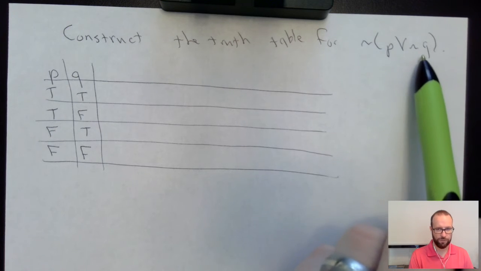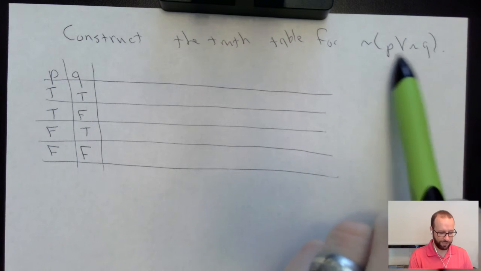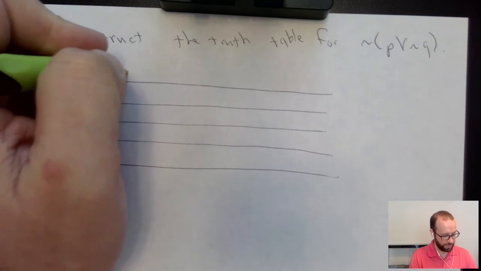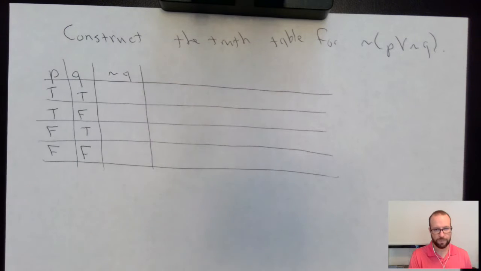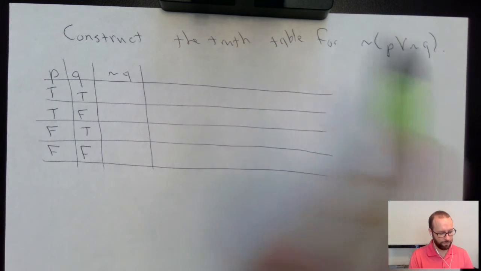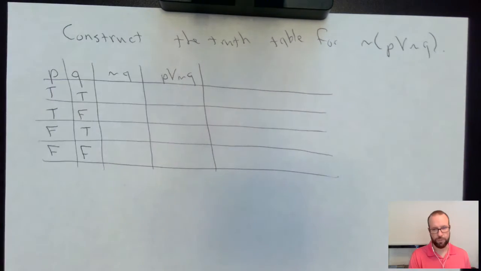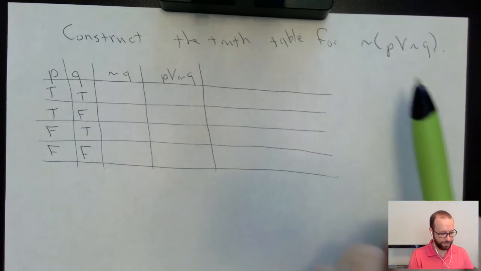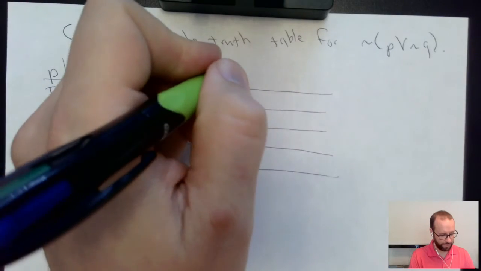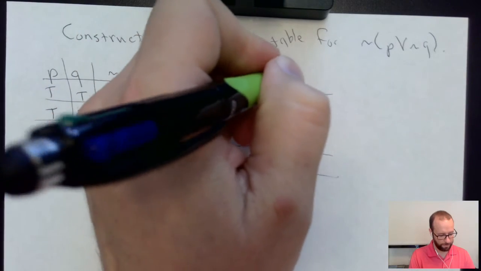the negation of Q. Right, inside the parentheses, negations before disjunction. So I'm going to make this column not Q. Once I knew what that was, I could take P and take the OR of it with Q. And then this is everything inside the parentheses, so the last step here is to take the negation.